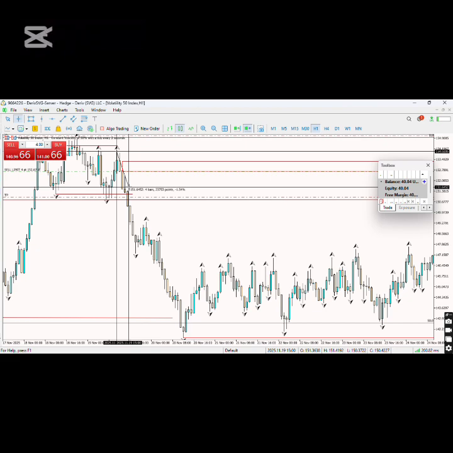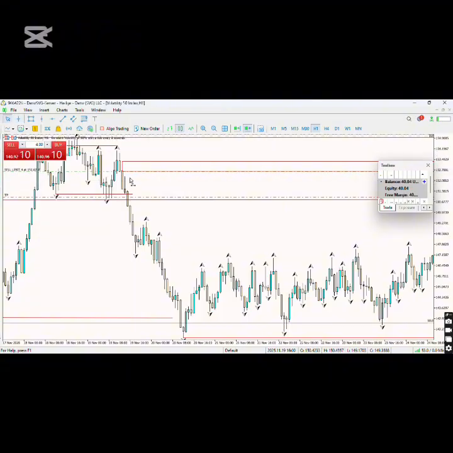Here the pips are 22, I think. This is 22 pips, 26. So I really don't understand why it's making these huge numbers.